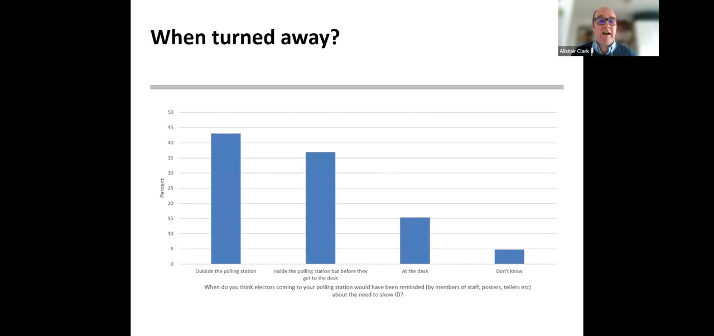Respondents say essentially outside the polling station or before they got to the desk. So the significance of those greeters and so on, I think, is very important. Only about 15% said that people were being turned away at the desk. In other words, that point about it being an underestimate that Phil was talking about earlier could be quite a significant underestimate. Toby, next slide.